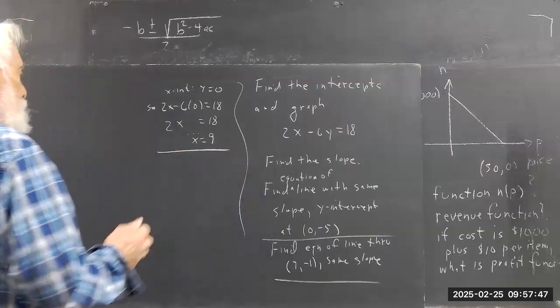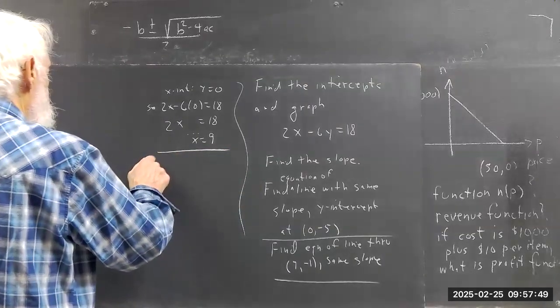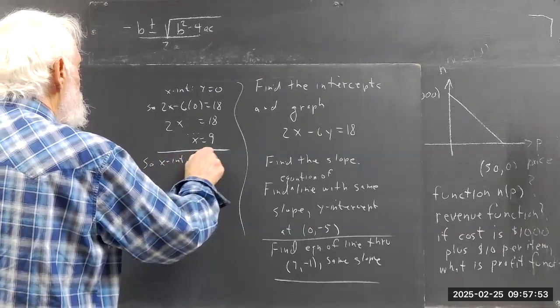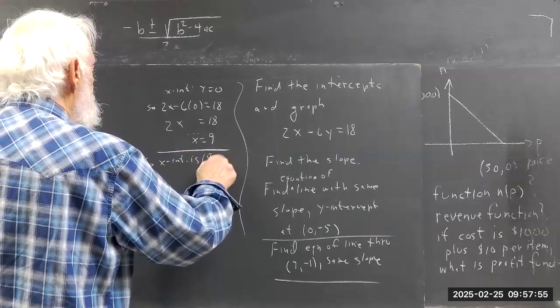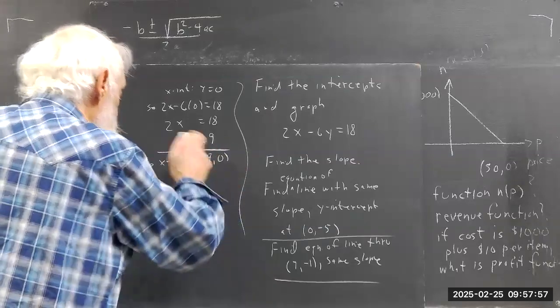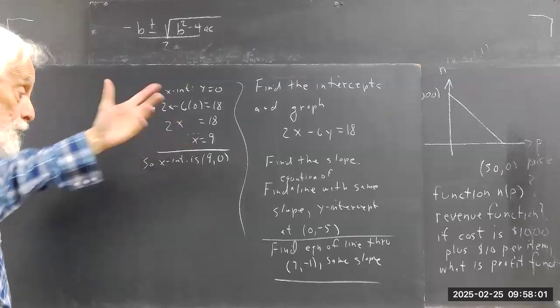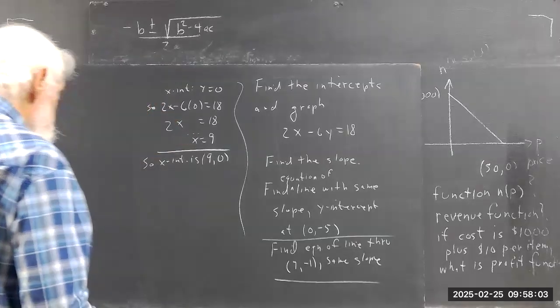Okay, so we do this and we get 2x equals 18. We divide both sides by 2. Don't skip that step, but there it is. x equals 9. Now this gives the point (9, 0), because we let y equals 0 and found that x has to be 9. So that's going to be a point on our graph.